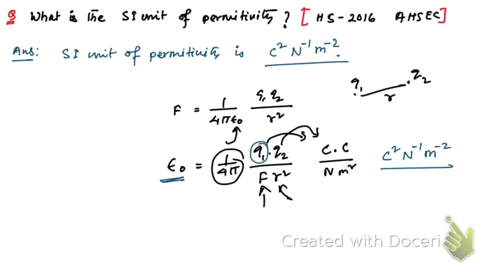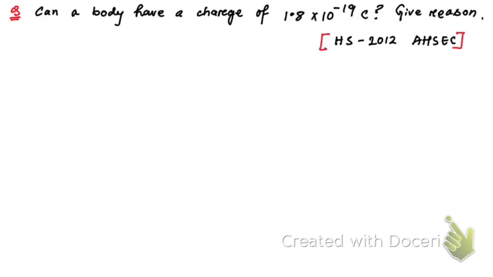So hope you understood. Can a body have a charge of 1.8 × 10⁻¹⁹ coulomb? Give reason. This question was asked in 2012 under the Assam Higher Secondary Education Council, higher secondary final examination 2012. So let me give you the answer. You know the property of charge, that is quantization of charge, according to that.